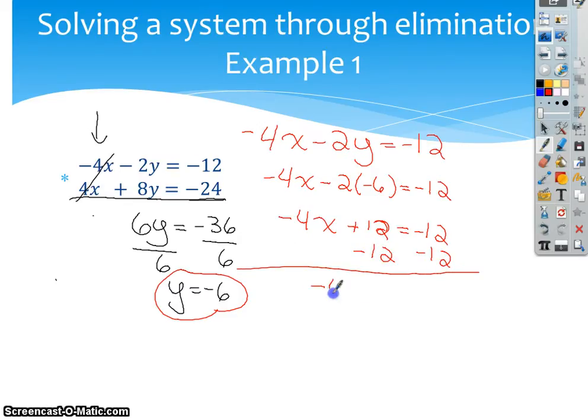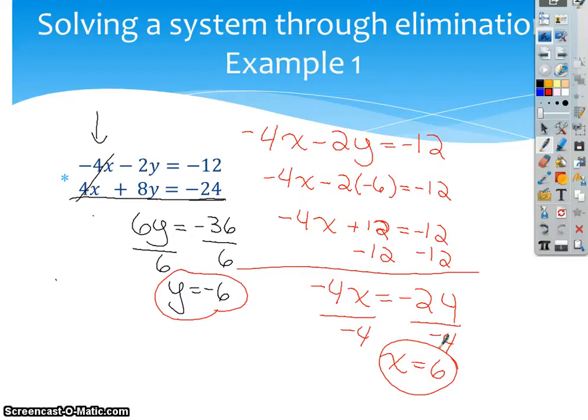And now we've got negative 4x equals negative 24. Simply solve by dividing by negative 4. x equals 6. The solution to this system would be (6, negative 6).